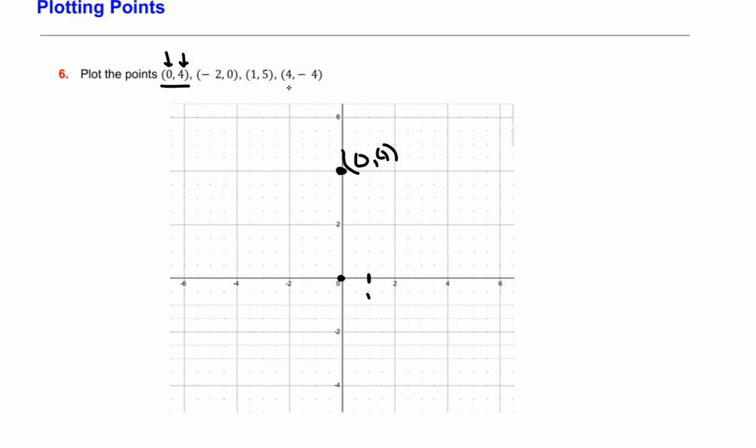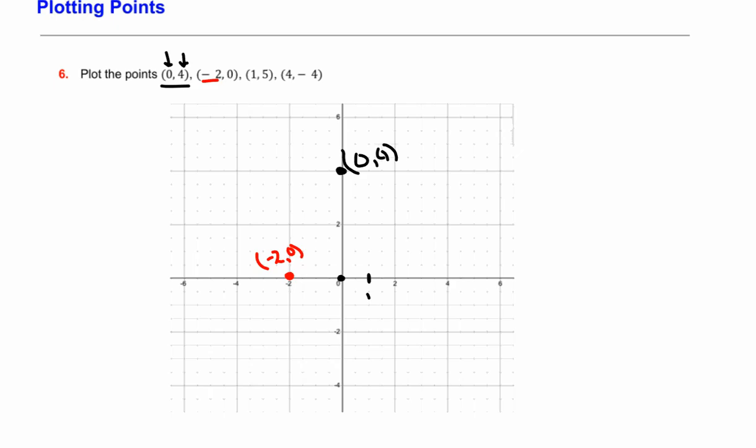The next one is (-2, 0). So this is the x value, so that's left 2. So I'll go over here to -2, and then it's up 0. So this is the ordered pair (-2, 0).